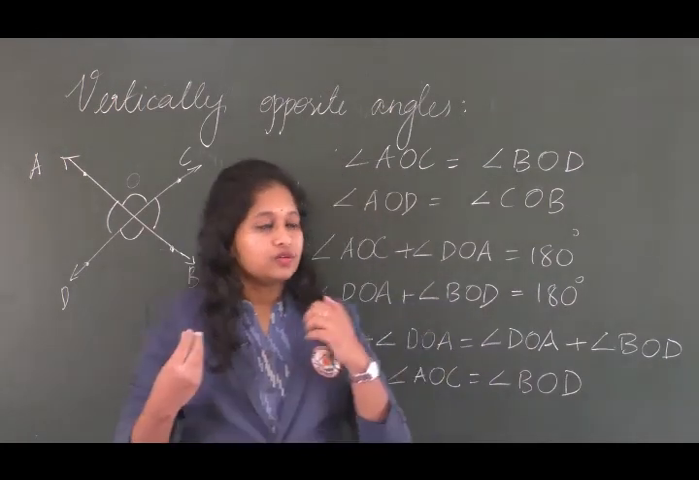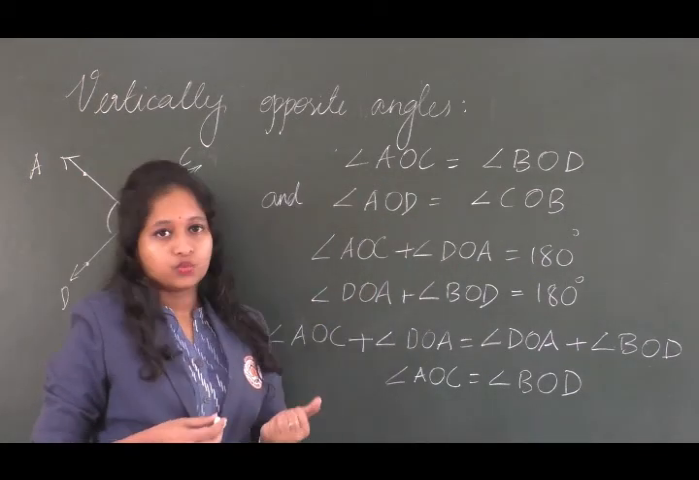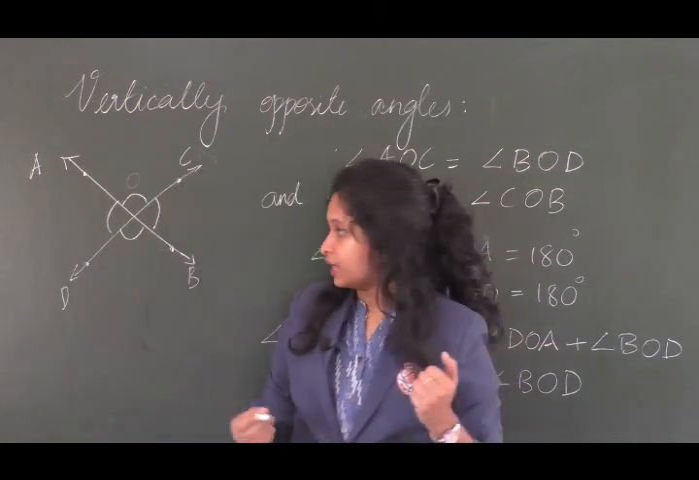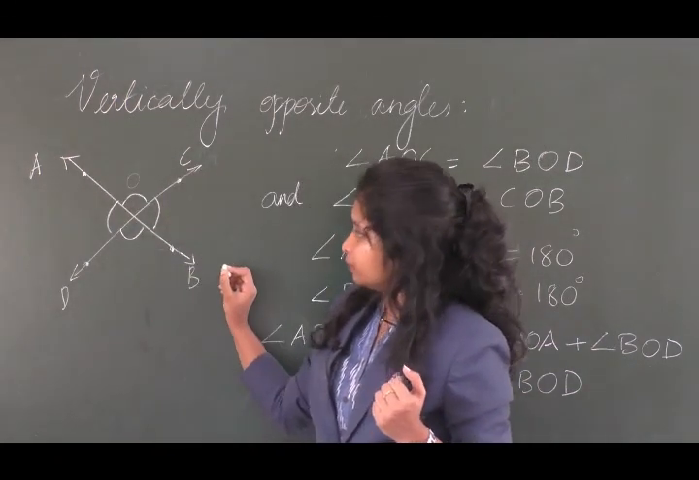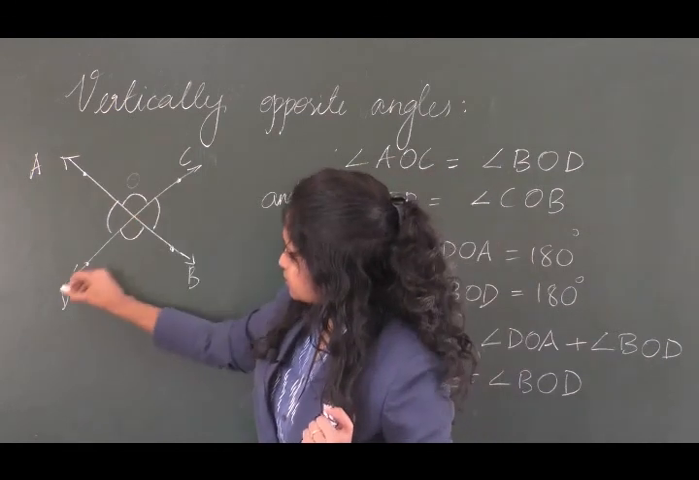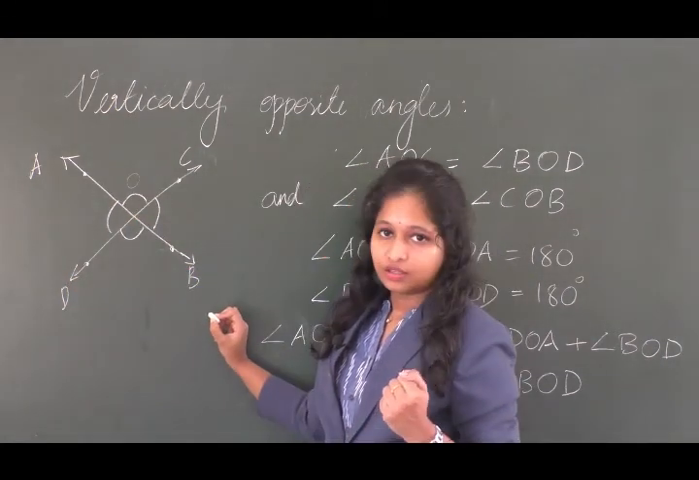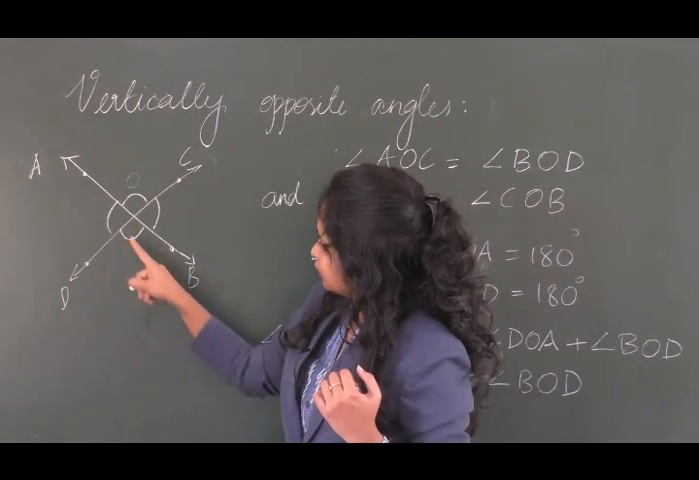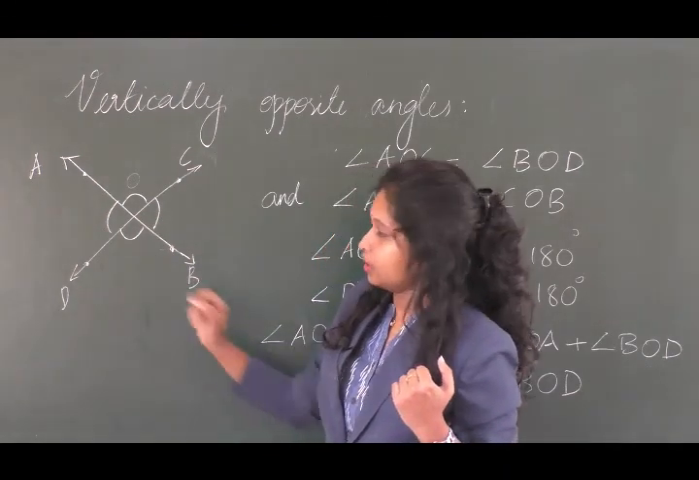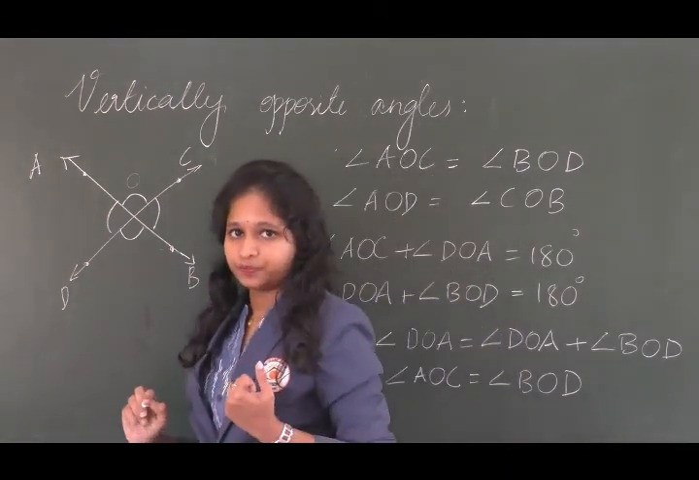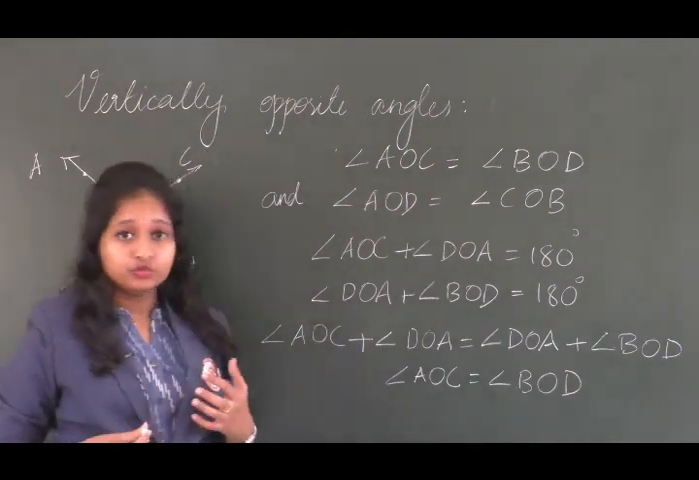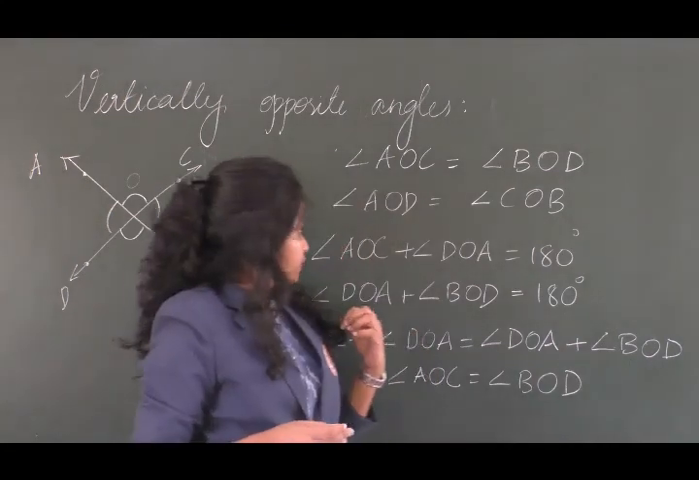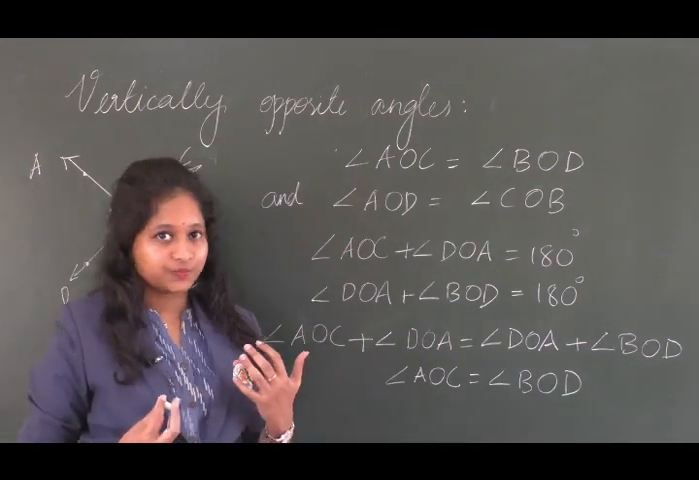So we can also tell that angle AOC is equal to angle BOD, and angle AOD is equal to angle COB. So this and these are vertically opposite, and angle AOC and angle BOD are also vertically opposite. Now let's prove whether they are equal. Yes? So how to do that?